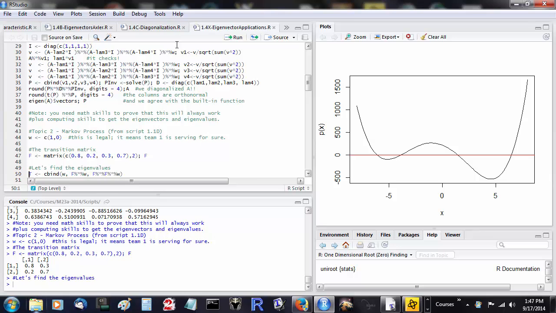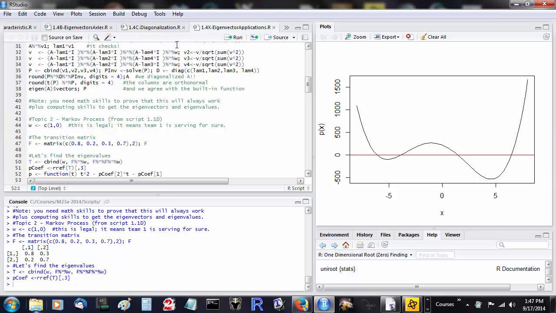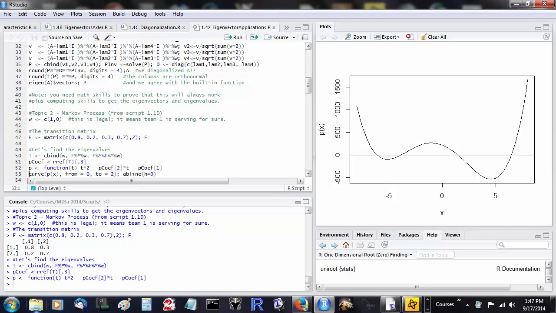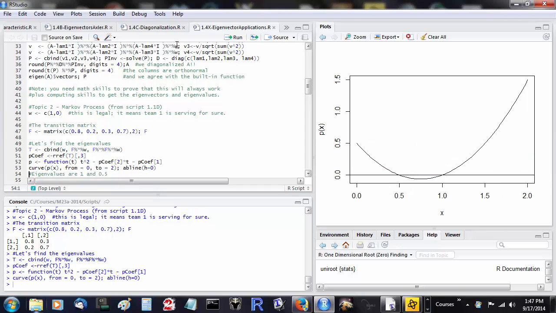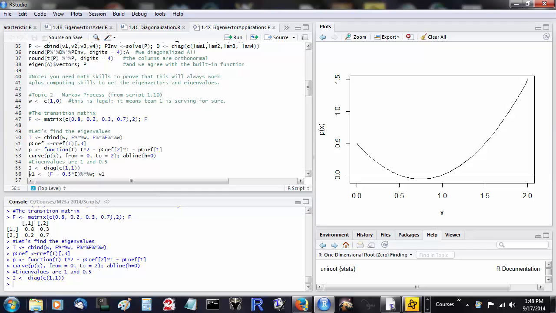Now let's do something we couldn't do way back when. Let's find the eigenvalues. Usual way. Multiply W by F and F squared. Row reduce the matrix, extract the last column that has the coefficients in the polynomial P of t, make a function in R from the polynomial P, plot it and look at the results, and you see that the eigenvalues are 1 and 0.5. You could also have figured that out, of course, by using the quadratic formula. We want a 2 by 2 identity matrix, and now we're going to construct our eigenvectors.